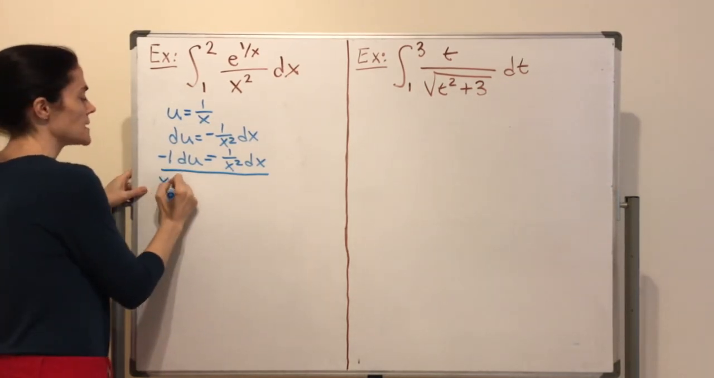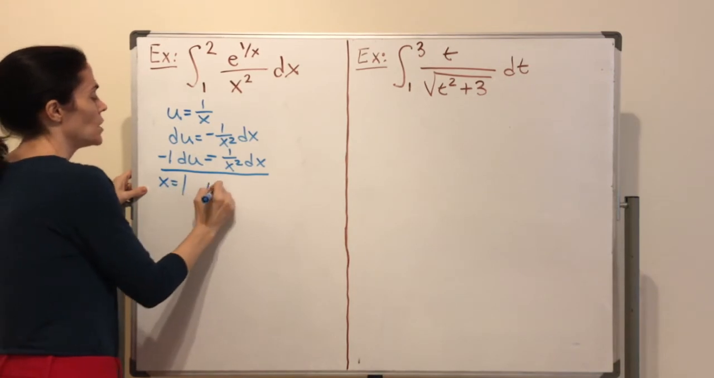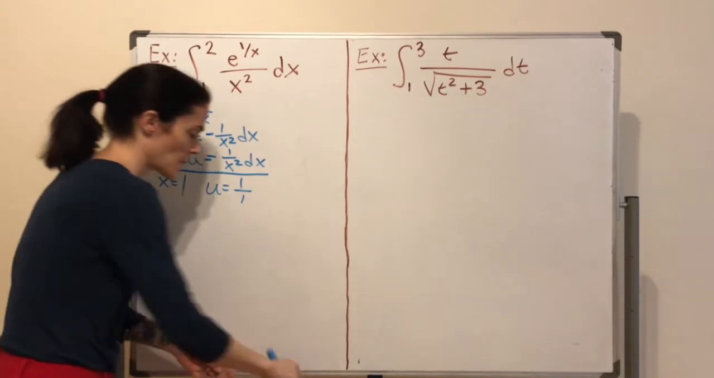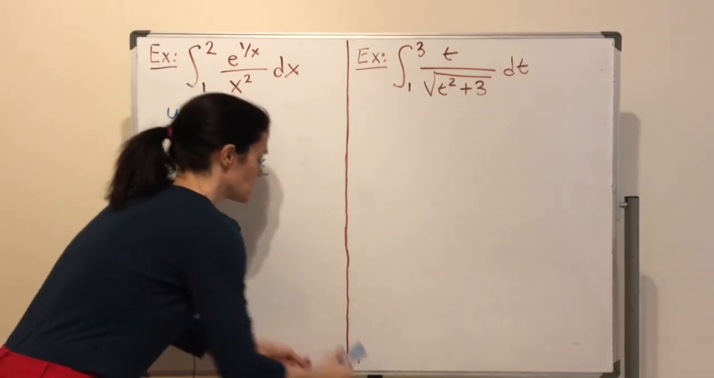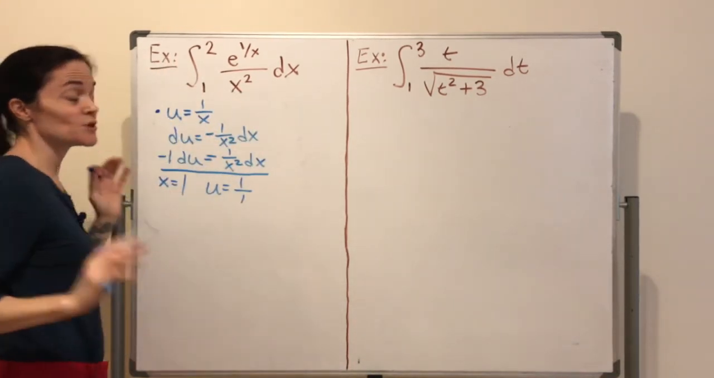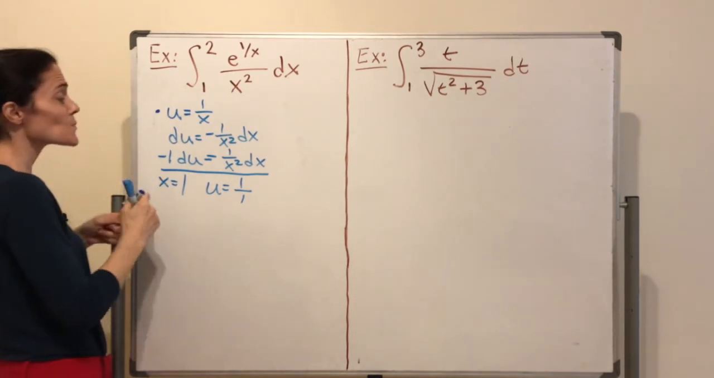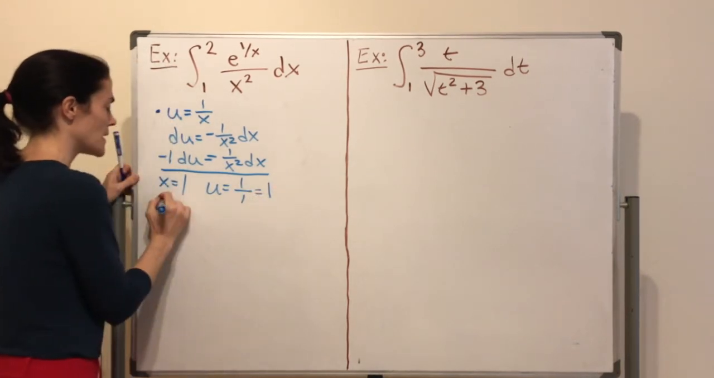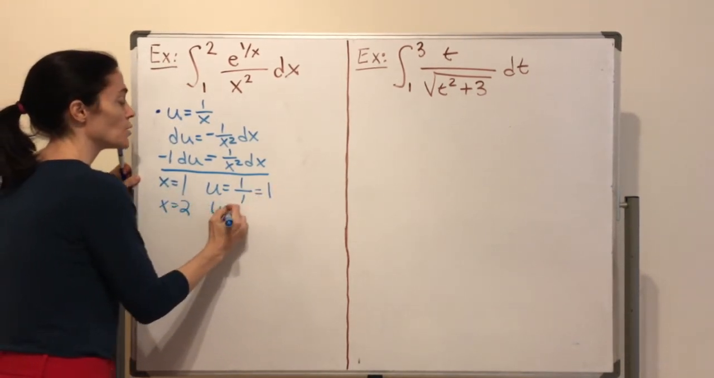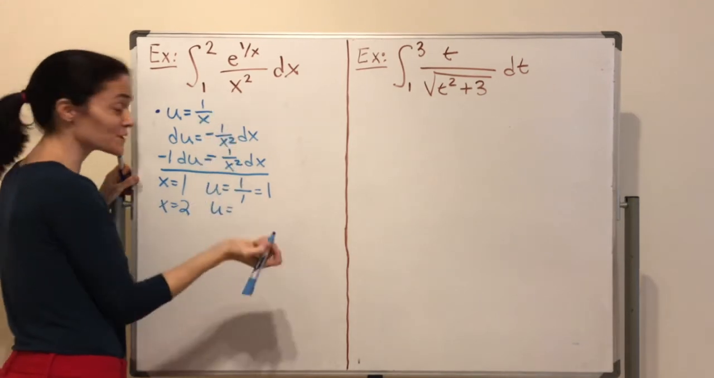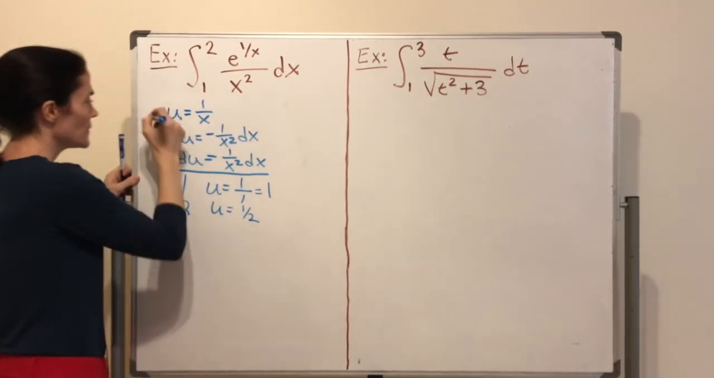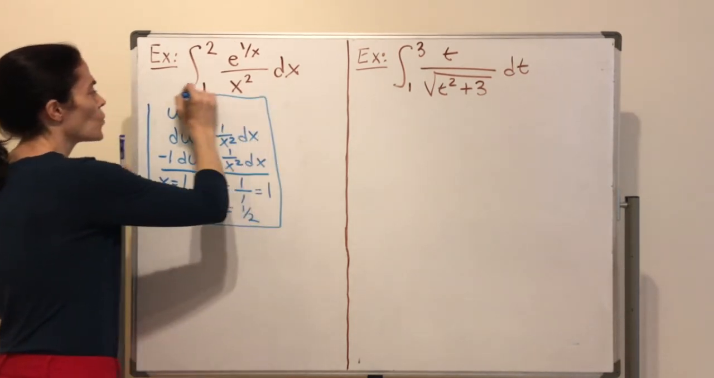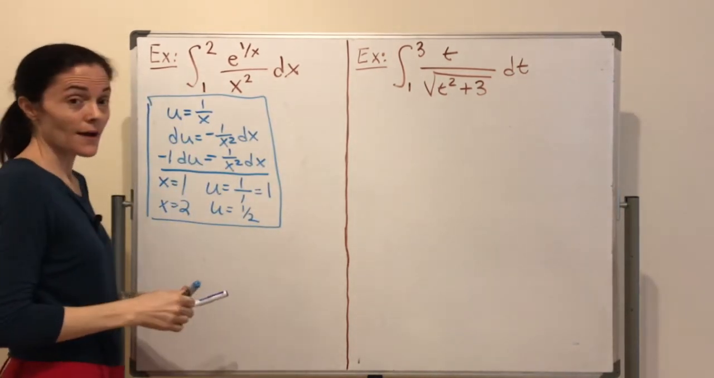So when x is 1, u is 1 over 1. I use this relationship to figure out what u is, right? U is 1 over x, so u is 1 over 1, which is 1. And when x equals 2, u is 1 over 2, which is a half. Okay? So all of this is my work here that I put in a box.